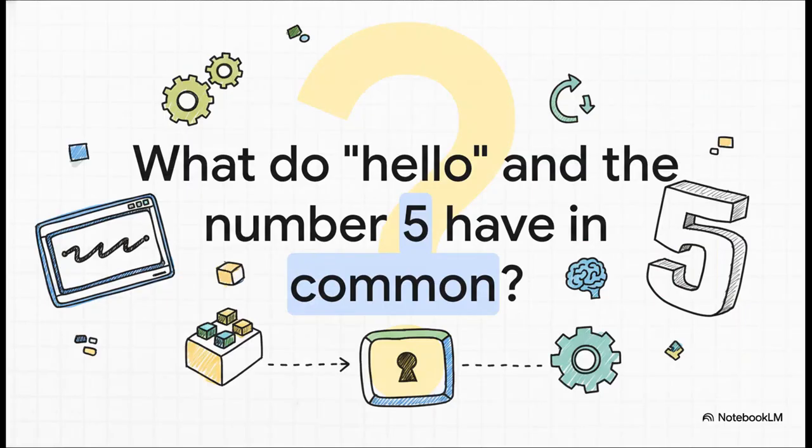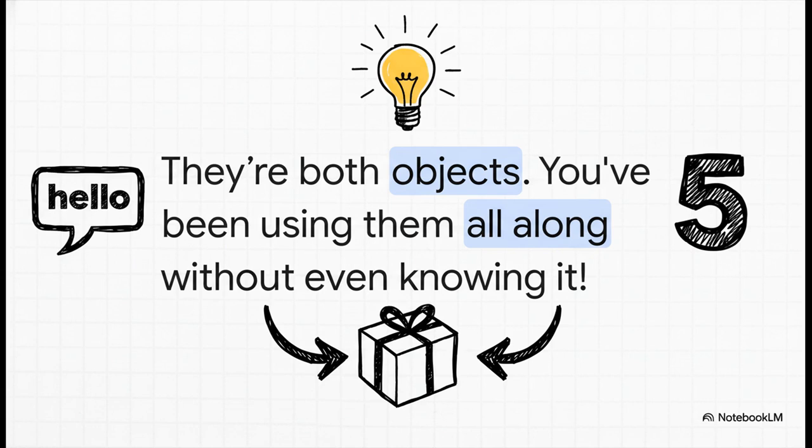more intuitive. So let's start with a little riddle. Take a piece of text, the string hello, and a number, like the integer 5. On the surface, they seem totally different, right? But in the world of Python, what on earth could they possibly have in common? And the answer is, they're both objects. And that, right there, is the big secret.